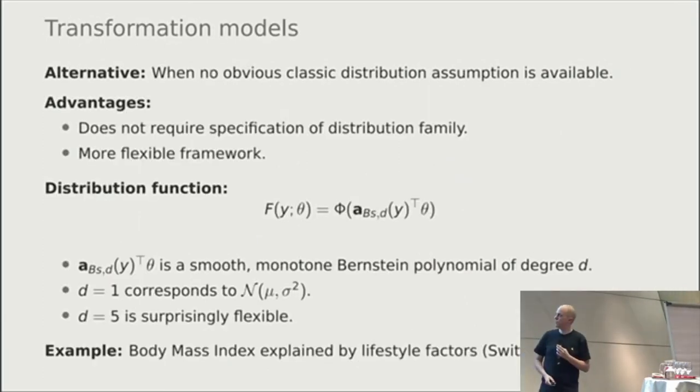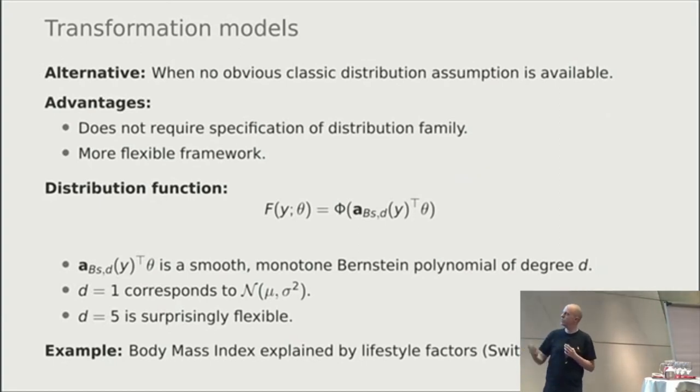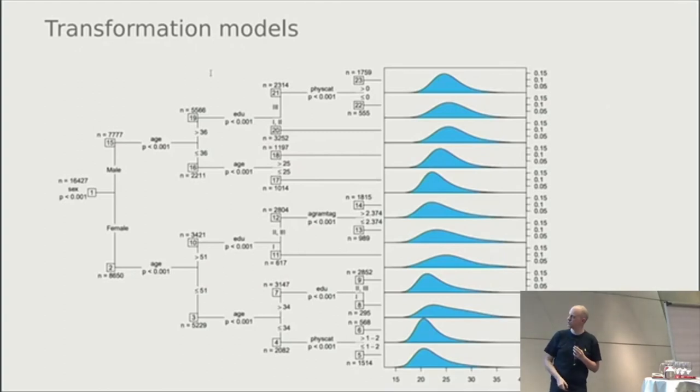Okay, I think I've used up a lot of time already. Just a very brief mention of this class of distributional forests that we call transformation trees and transformation forests, where, when we have no obvious classic distribution that we want to fit, we can also use a flexible semi-parametric way to fit models. I'm not going through the details of this. I'm just showing you one example here. It's a model for body mass index distribution in Switzerland.